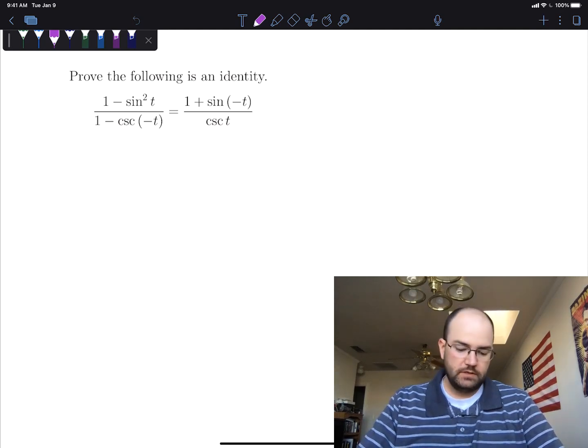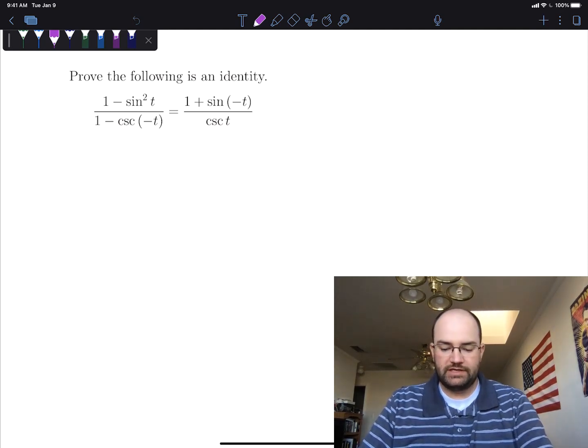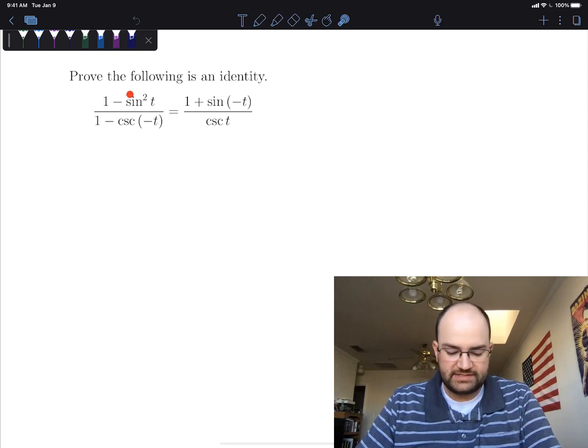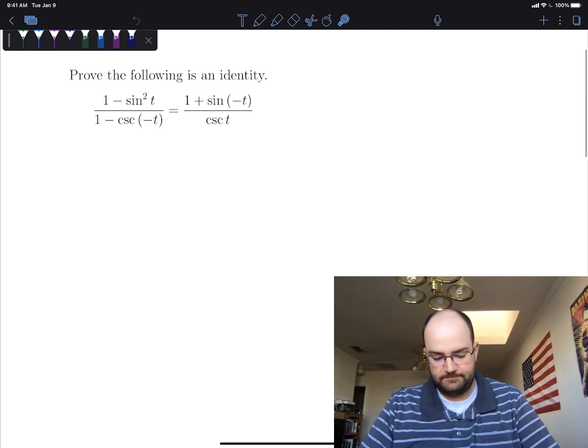Hello. In this video, we want to prove the following is an identity. We have 1 minus sine squared of t all over 1 minus cosecant of negative t is equal to 1 plus sine of negative t all over cosecant of t.